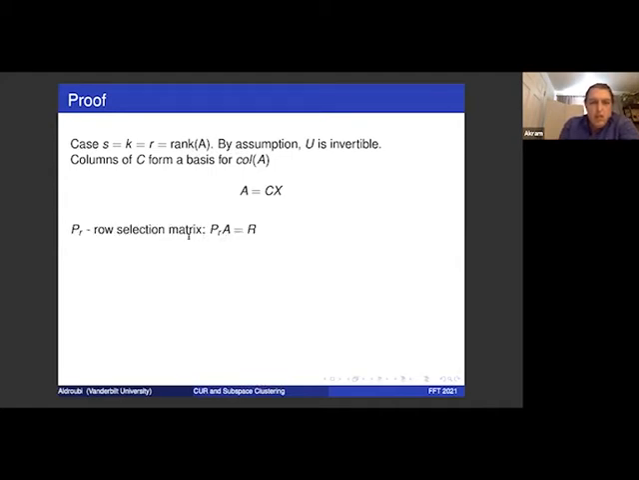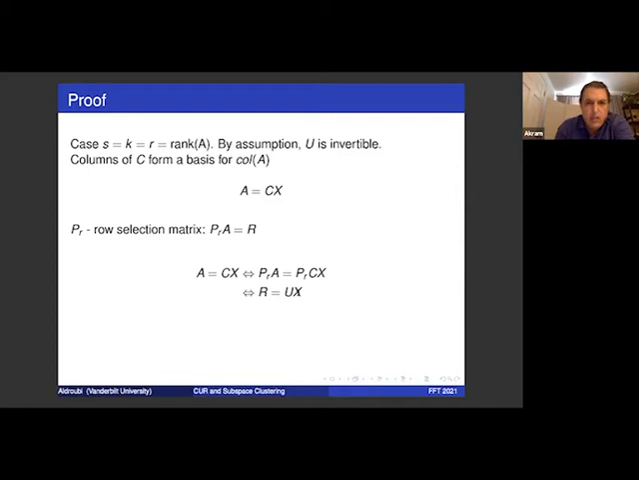Now you multiply A on the left by a row selection matrix, which is a matrix that just selects rows. It has zeros everywhere on every row, but a one in the correct place. So you multiply this matrix by A, and you get a row matrix of A. So you have A equal to C times X. You multiply both sides by this selection matrix. P_R A is the rows matrix R. P_R C is a selection of rows of the columns, and that is exactly what U is. So you have R is equal to U times X.